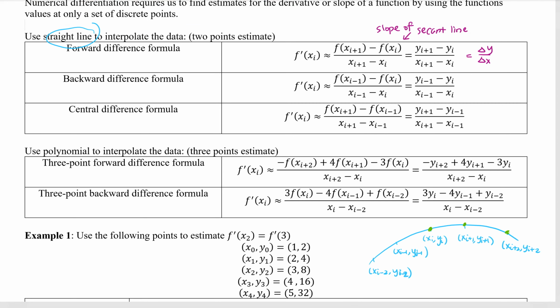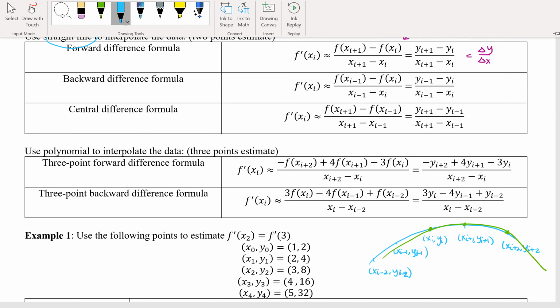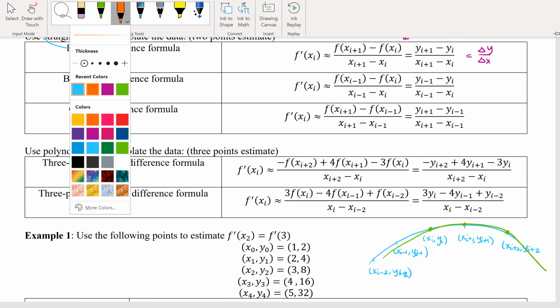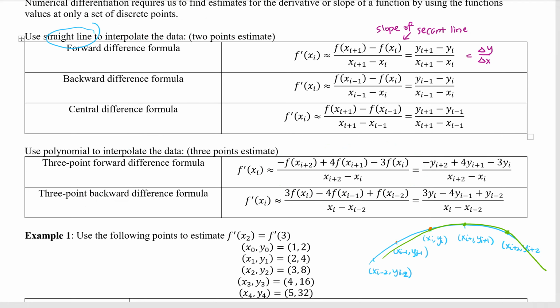And then we can generate a polynomial passing through those 3 points and use the information to approximate it. And this is the formula. For the 3-point backward difference formula, we use the point and the 2 previous points. So we use this point, this point, and this point to generate a polynomial to approximate it. So far, so good, everybody?